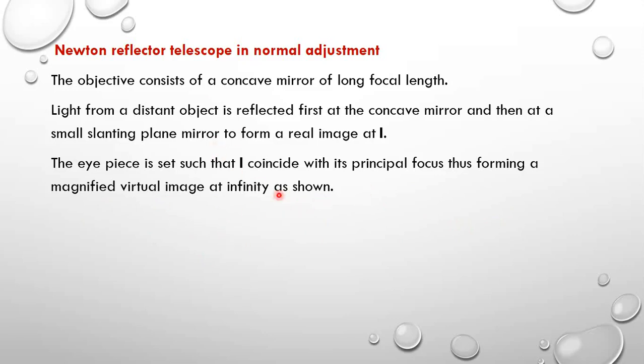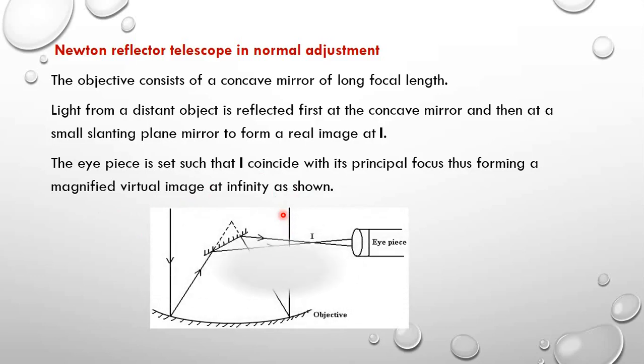For all these reflector telescopes in normal adjustment, we shall realize that the images are always magnified, virtual, and formed at infinity. Let's see this. Light rays from a distant object focus on the objective, which is a concave mirror, onto the slanting plane mirror, and then a real image is formed at I, which is at the principal focus of the eyepiece, which thus forms a final image which is virtual, magnified, and at infinity.